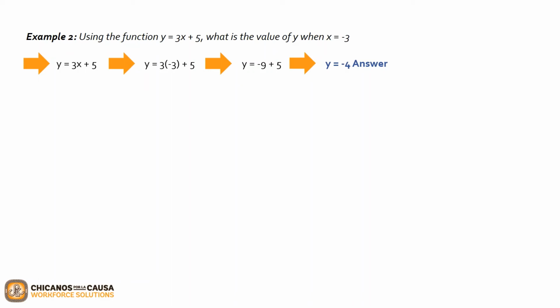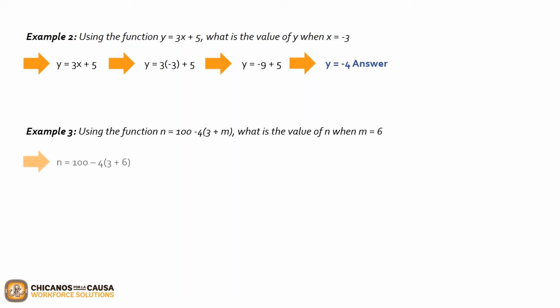Example 3. Using the function n equals 100 minus 4 times 3 plus m, what is the value of n when m equals 6? We're going to do the exact same thing, except in this case we don't have a y, we have an n. But again, variables are just variables, so it's the same process. We're going to take our function and plug in 6 for the value of m, where the m is listed.